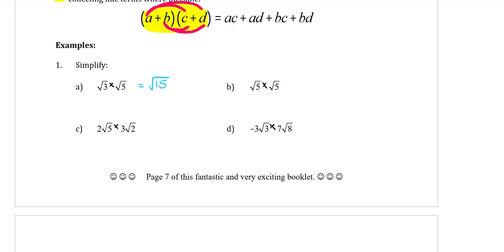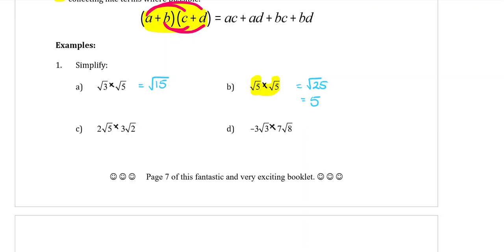Part B, square root of 5 times square root of 5. Now, if I did it the same as the last question, I would times the numbers underneath, which would be square root of 25. However, this is a special case because the square root of 25 is 5. So a shortcut is, if you are timesing a surd by itself, it's the same as having square root of 5 all squared, and the square root sign will disappear and it will just be equal to the 5.